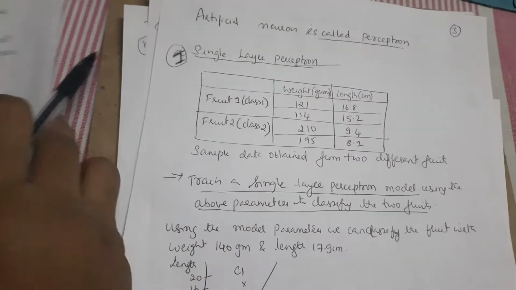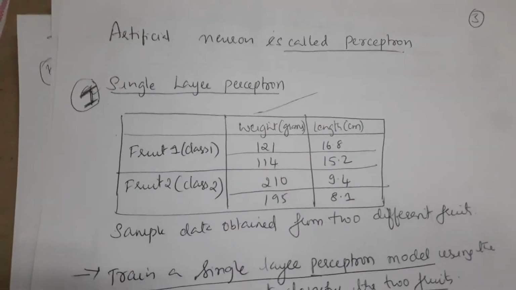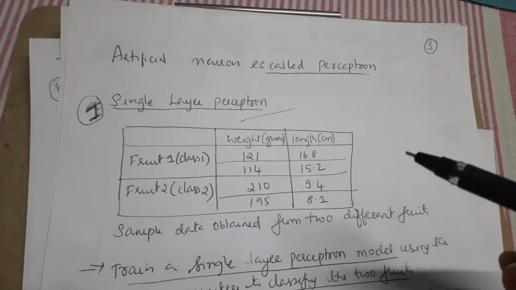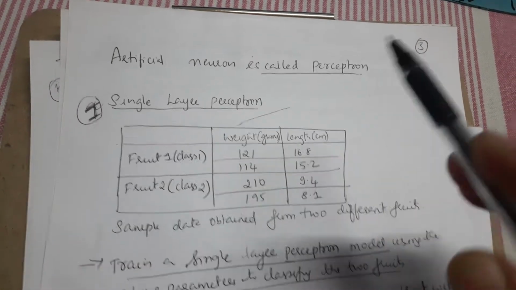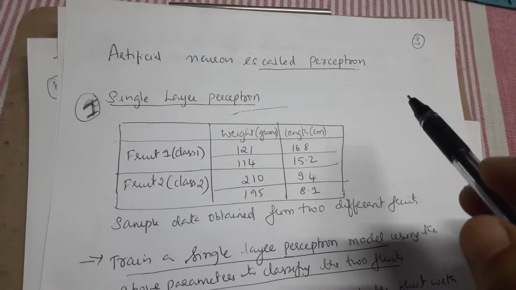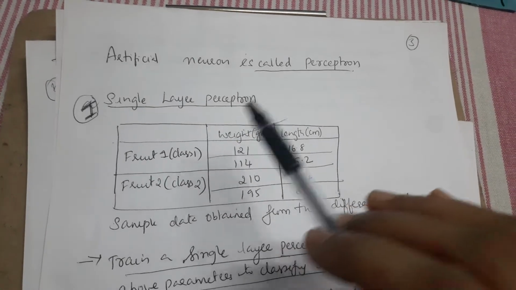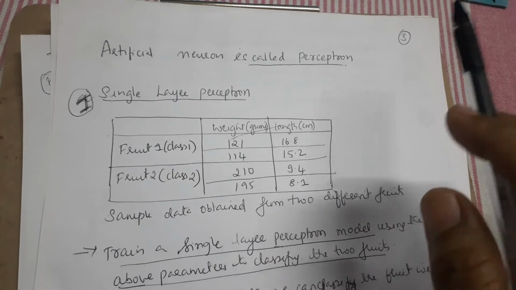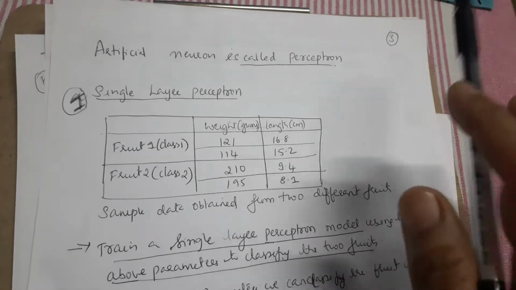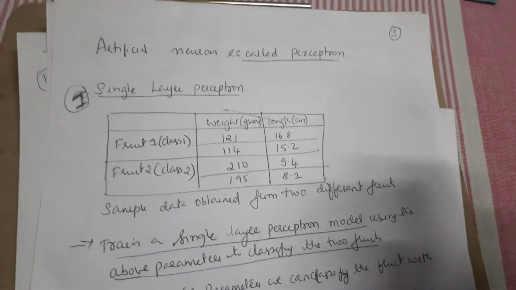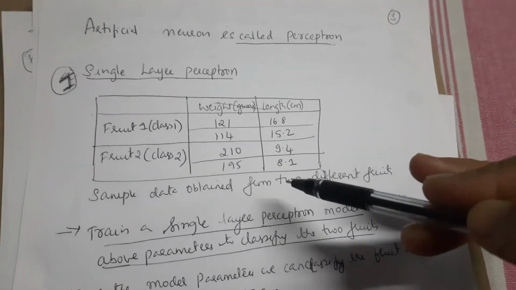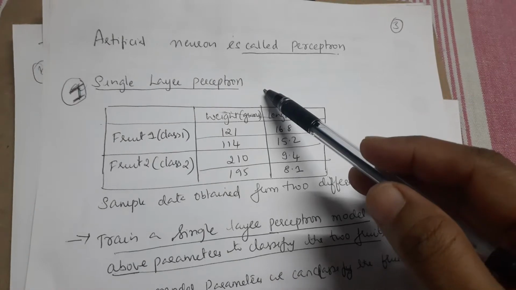So next, this artificial neuron is called a perceptron. There are two types of networks: single layer perceptron and multi-layer perceptron. In single layer perceptron, we have only an input layer and an output layer. But in a multi-layer perceptron, we even have hidden layers. So first we will see the single layer perceptron.